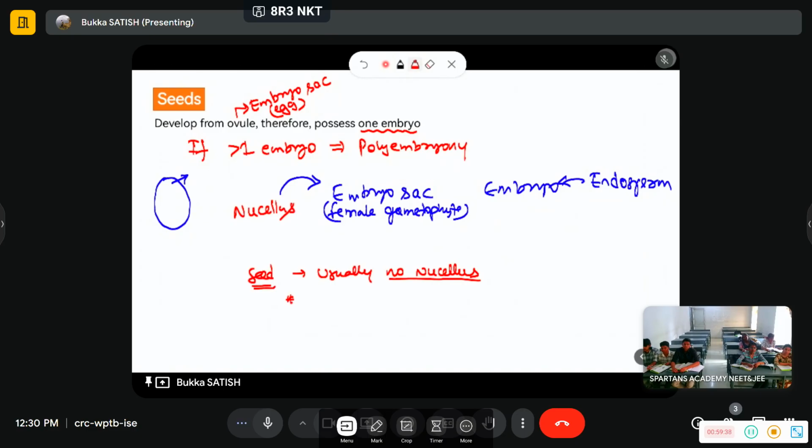Right? But if the nucellus is persistent, there is a name for this. Can you try at least this? What do you call the persistent nucellus? It is given in the 12th NCERT, in sexual reproduction in flowering plants. Now, if you have passed 12th class, you should answer this question. Perisperm.